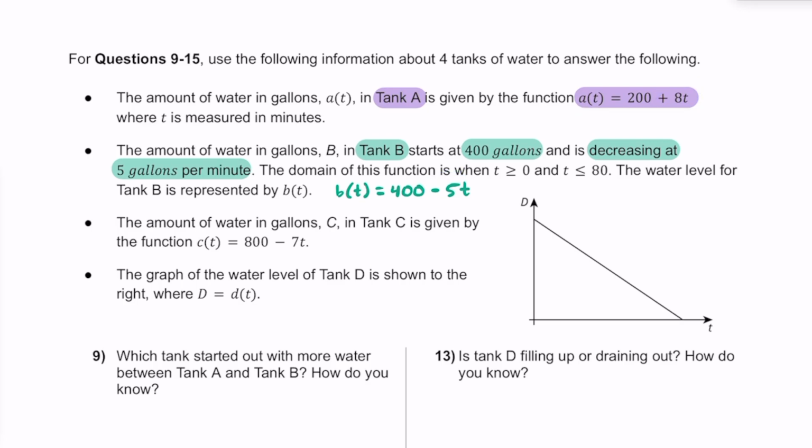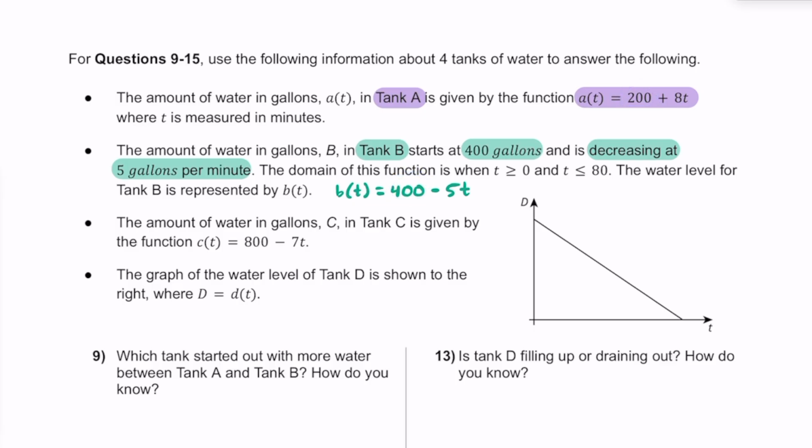On the flip side here, we can also take a look at the constant terms of these functions. These constant terms let us know how much water there was when t is equal to 0, right? If you plug in t is equal to 0 for each of these functions, you're going to be left with A of 0 is 200, and then B of 0 is 400. So that's going to be the starting amount of water before any time has gone by.